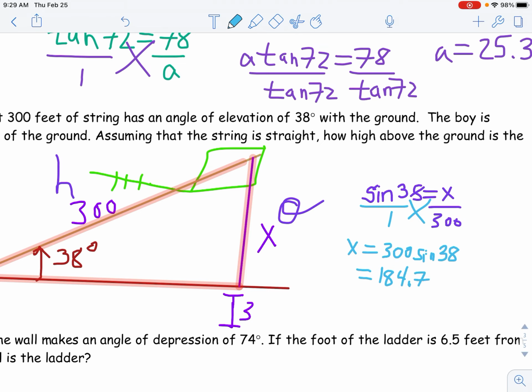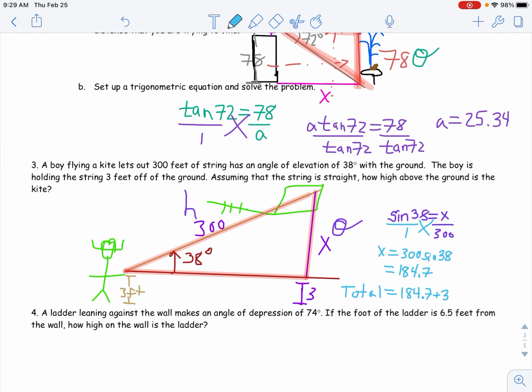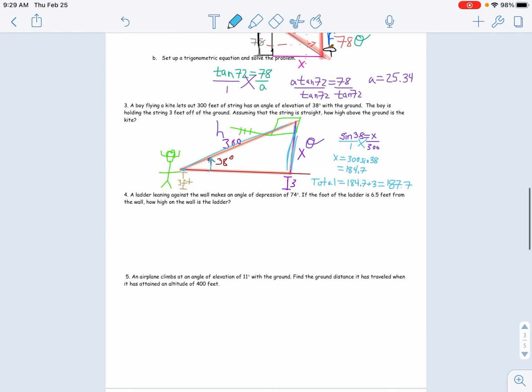And then the total height is, we gotta do 184.7 plus 3, because remember the string was 3 feet above the ground. This angle is made here. So we found this opposite side of this right triangle. Now we need to add 3 feet to get all the way to the ground. It's 187.7. And that's it. Cool beans.